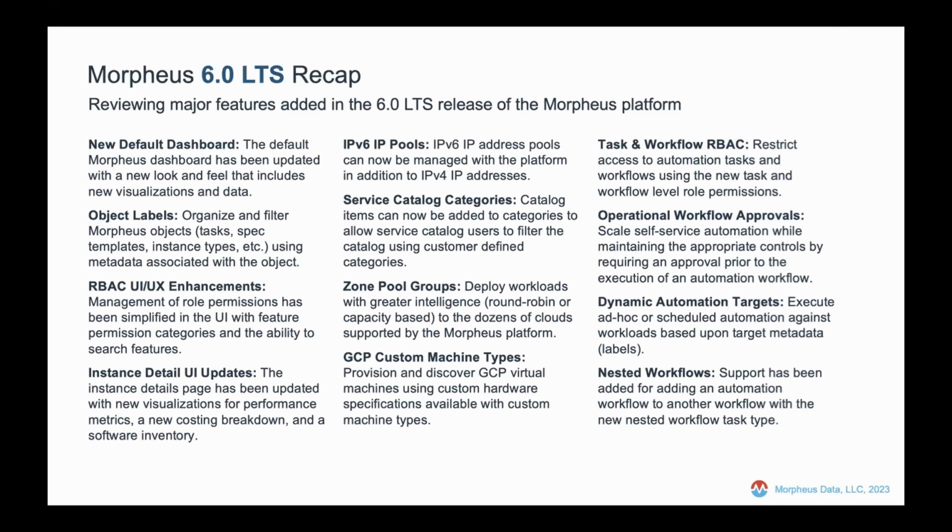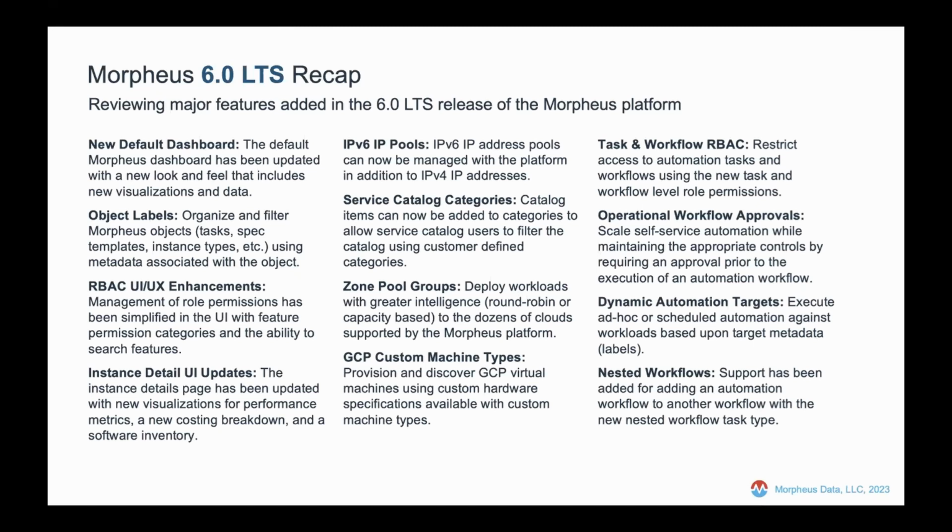Dynamic automation targets take advantage of the object labels that we talked about in terms of being able to target workloads based upon a label that is associated with that particular workload in a dynamic fashion. And then finally, nested workflows. So the ability to add an existing workflow to a new workflow, essentially as a base component, and then being able to add upon that with additional tasks. So these are some of the net new features that were added in the 6.0 LTS release.